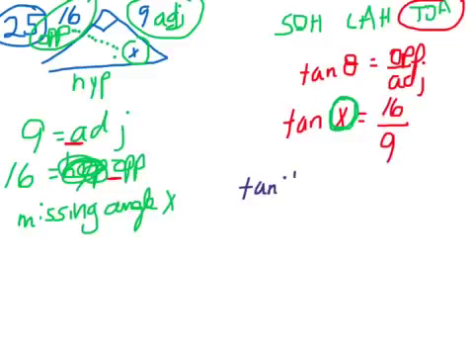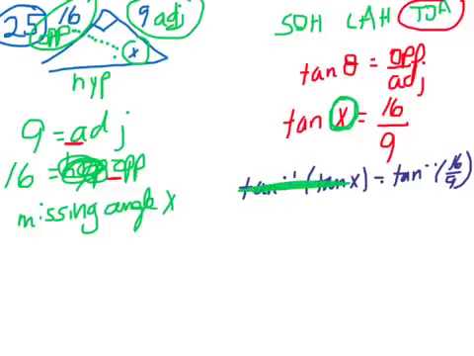So I'm going to take both sides, and I'm going to do the inverse tangent to both sides. It's kind of like adding 3 to both sides, or square rooting both sides. Okay, so now what did that do? These two things cancel out. They undo each other. They're called inverses or opposites. So what I have left is x is equal to the inverse tangent of 16 over 9.